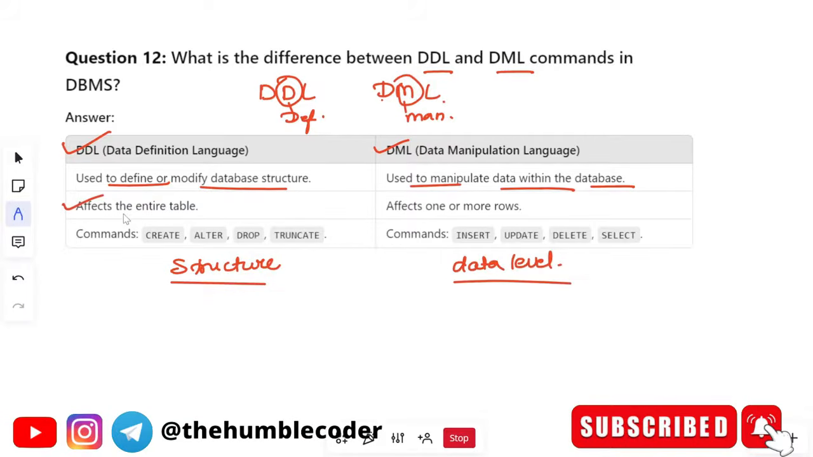Next is the scope: DDL affects the entire table, while DML affects one or more rows because it is working on the data, right? Commands that we have in DDL are create, alter, drop, and truncate, whereas the commands that we have in DML are insert, update, delete, and select. Okay, let's now move on to the next one.